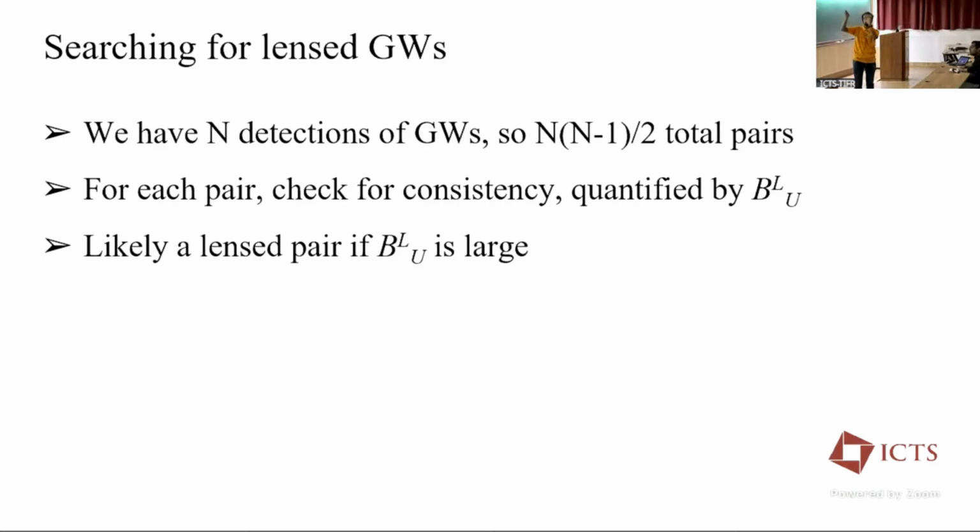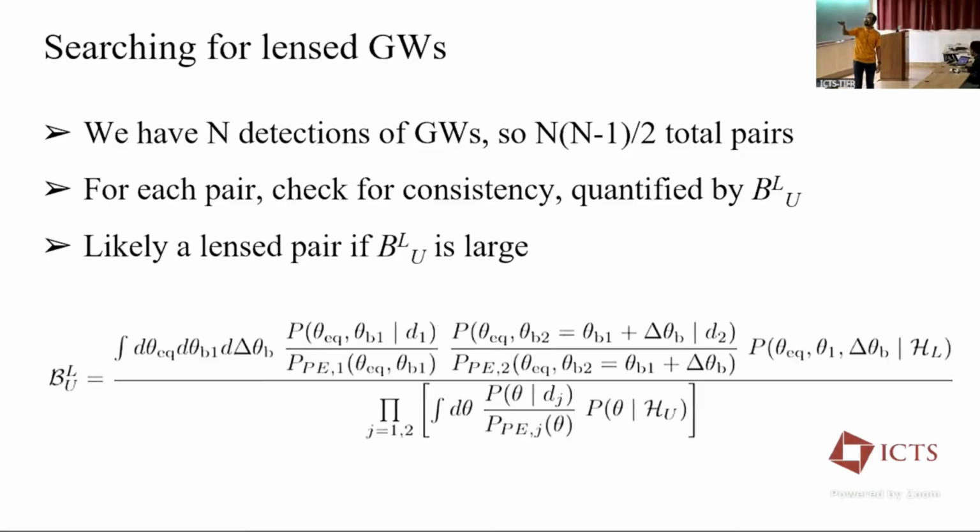There is a fully mathematical, the Bayesian way in my title, to do this, and that looks like this. It's complicated, but what I'm going to do is give three basic pieces which go into this, the three pieces of consistency that we check for.